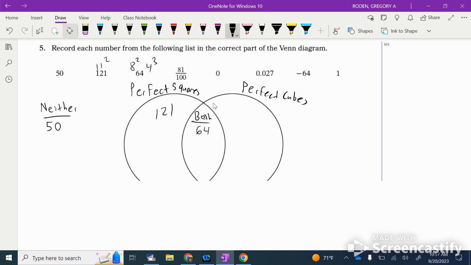Okay. For fractions, here's what you need to do. Look at your numerator, your top number. Look at that first. Is that a perfect square or a perfect cube, the 81?